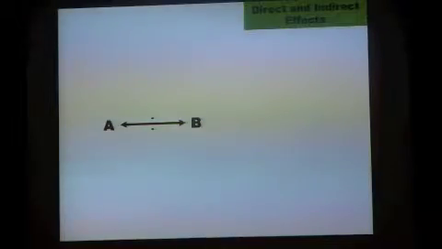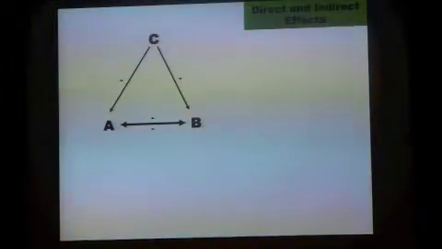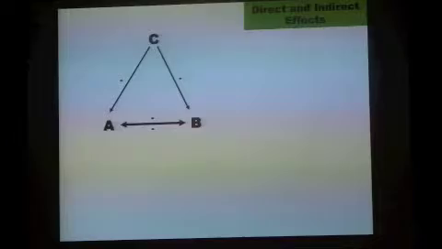So if we think about two, say, competitors with each other, so species A and species B, they both have negative effects on each other. If we add a third species in there, say this is maybe a predator, so species C eats A and B, and it has negative direct effects on those.